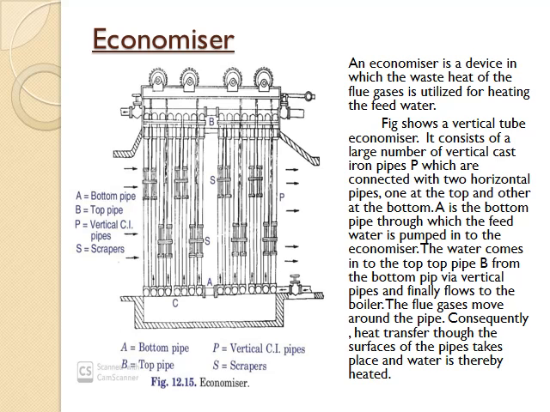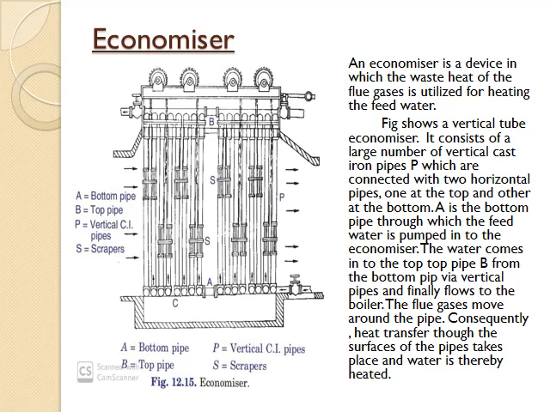An economizer is a device in which the waste heat of the flue gases is utilized for heating the feed water. Figure shows a vertical tube economizer. It consists of a large number of vertical cast iron pipes P, which are connected with two horizontal pipes, one at the top and the other at the bottom.